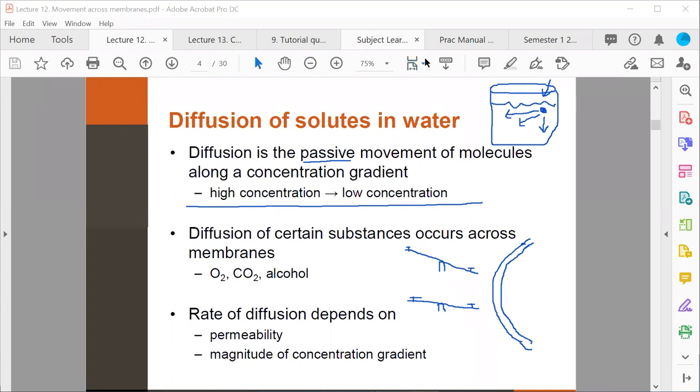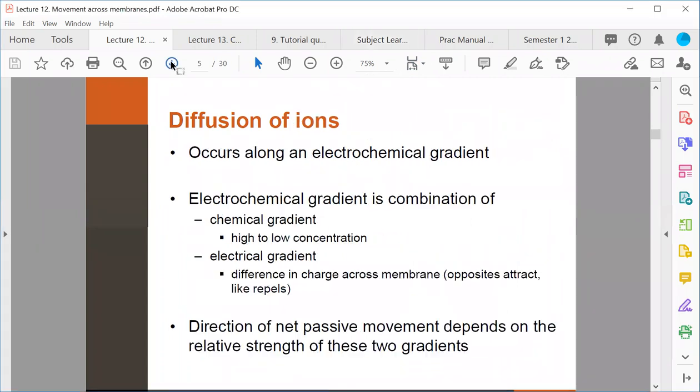All right, let me clear that and move on. When it comes to ions, ions diffuse a little bit differently. They not only diffuse down a concentration gradient, but they also diffuse along an electrical gradient. A combination of these two gradients is referred to as the electrochemical gradient. So the electrochemical gradient is a combination.